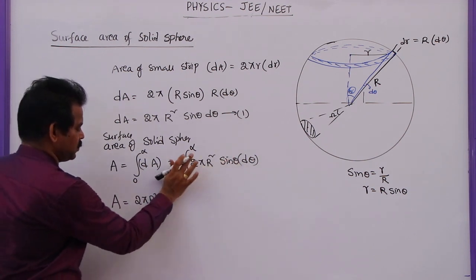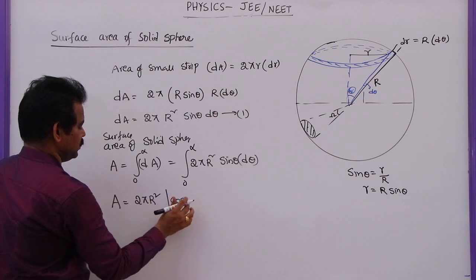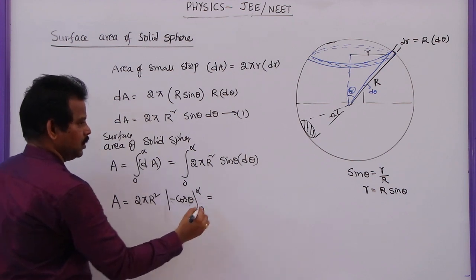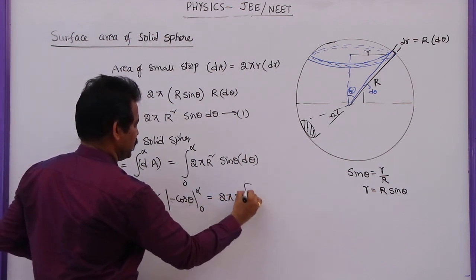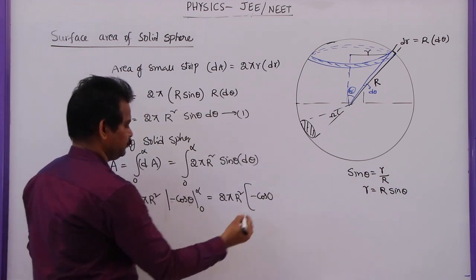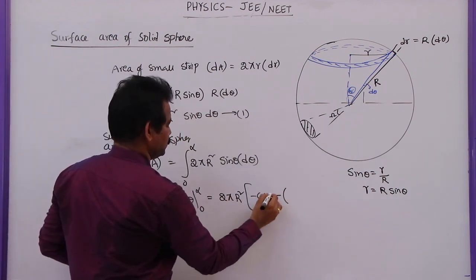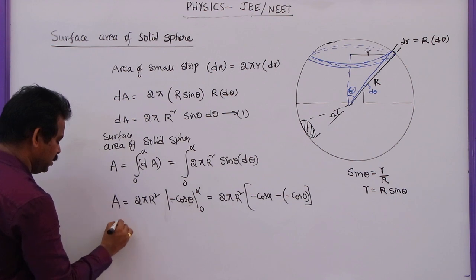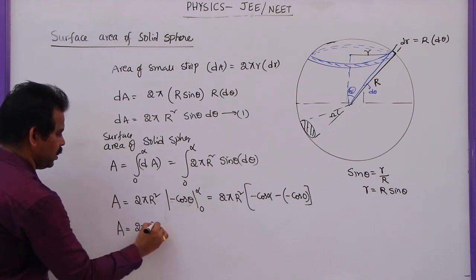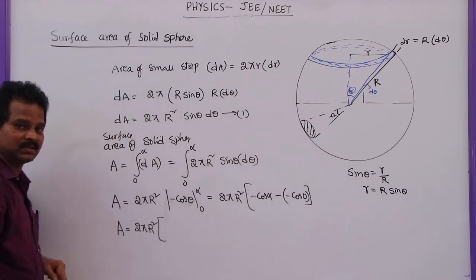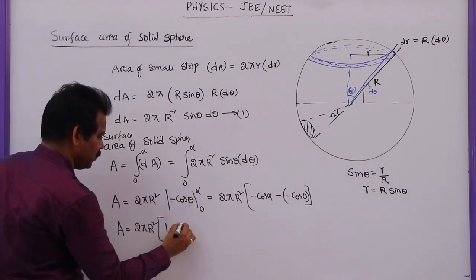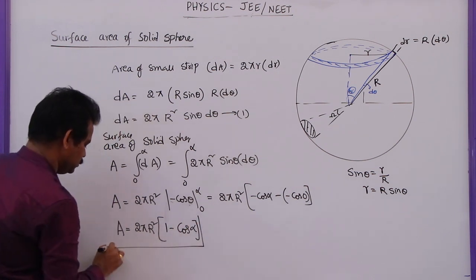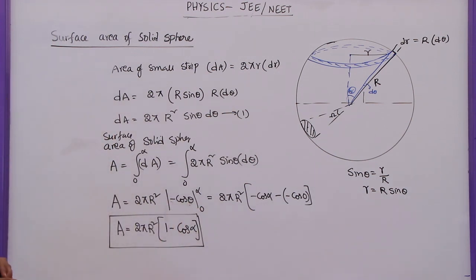We know the integral of sin theta is minus cos theta, with limits 0 to alpha. Now substitute these values. 2 pi r square into minus cos alpha minus of minus cos 0. The area is given by 2 pi r square, minus of minus, plus cos 0. Cos 0 is 1. So this will be 1 minus cos alpha. So this is the area of any portion of a solid sphere taken here.